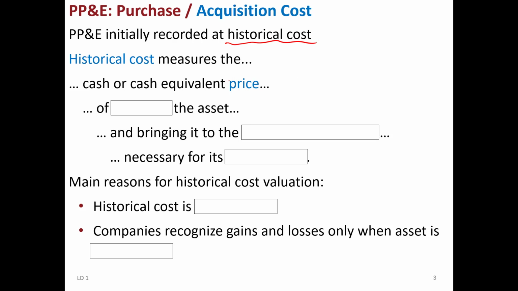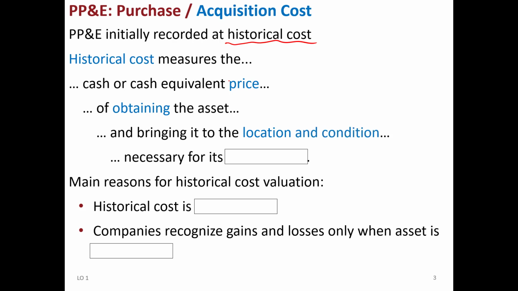So if I say I spent $1 million for this piece of equipment, that's referred to as price. And that is the cash or equivalent price of obtaining the asset and bringing it to the location and condition necessary for its intended use. I know that's a long phrase, but just realize here are the key phrases. It's a price we pay to get the asset, to bring it into its condition and ready to be used. That's essentially what historical cost is all about.